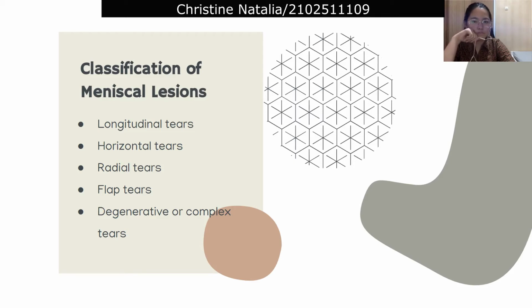The last classification is degenerative or complex tears. Most of the degenerated menisci are not repairable since they have marked derangement of the collagen architecture, which causes multiplanar tears.